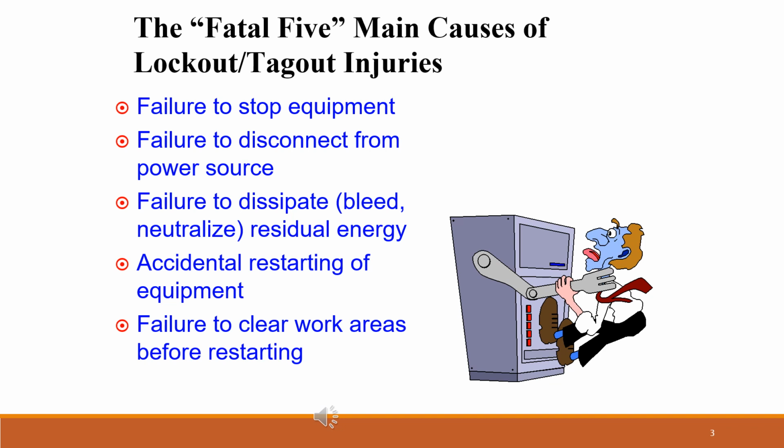In this part we will learn the fatal five main causes of lockout tagout injuries. The main causes of lockout tagout injuries are the following: failure to stop equipment, failure to disconnect from the power source, failure to dissipate, bleed, or neutralize residual energy, accidental restarting of equipment, and failure to clear work areas before restarting. That's the end of this part. See you in the next part.